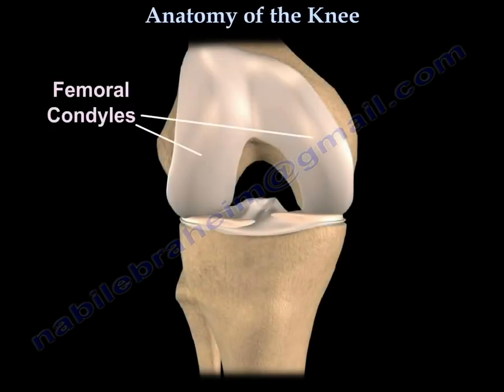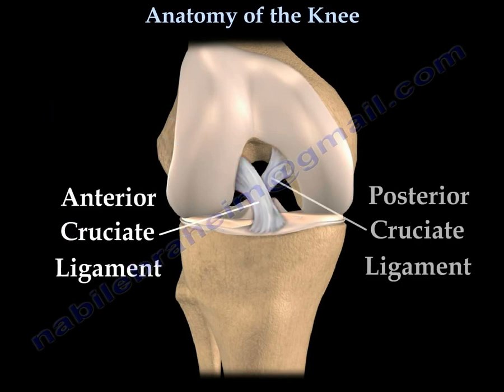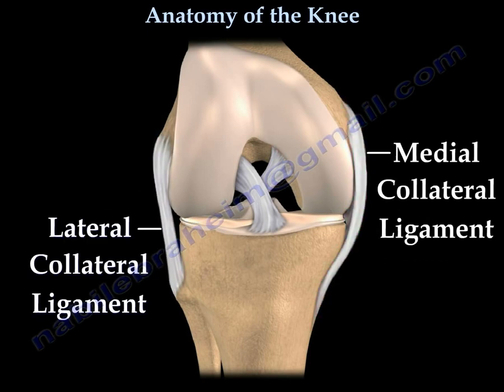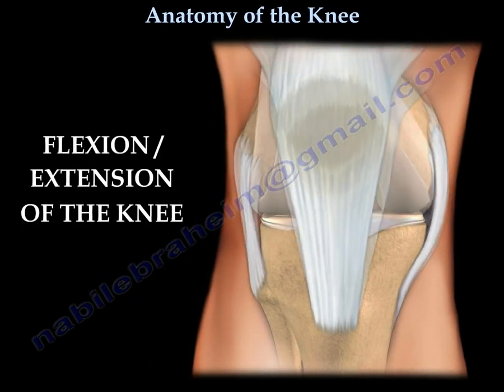Here you can see the femoral condyles, the meniscus, the anterior cruciate ligament, the posterior cruciate ligament, the lateral collateral ligament, and the medial collateral ligament. The knee is a hinge joint that allows for flexion and extension of the knee.